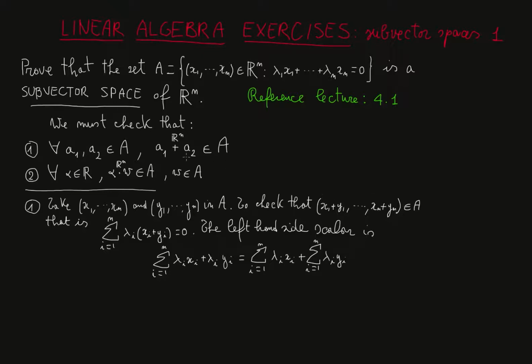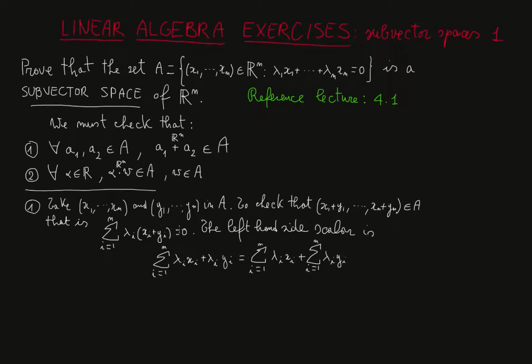If we take the sum of these two vectors, a1 plus a2, we have to show that this sum still belongs to A. How do we prove that something belongs to A? We just have to show that the coordinates satisfy this equation. This is the only condition that describes elements in Rn that are in A. So we take these coordinates, multiply them by the lambda i's, and show that this sum equals 0. We take the sum for i from 1 to n of lambda i times xi plus yi, and we have to show that this is 0.